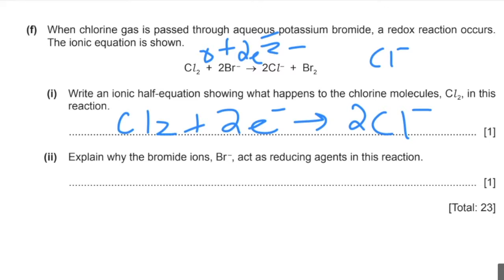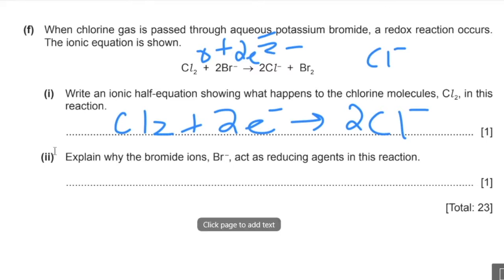Next, explain why the bromide ions act as reducing agents in this reaction, because they are oxidized in this reaction.